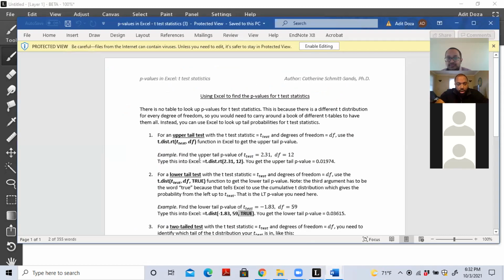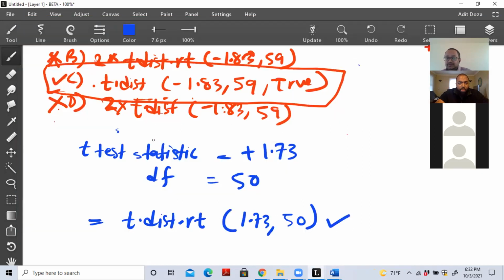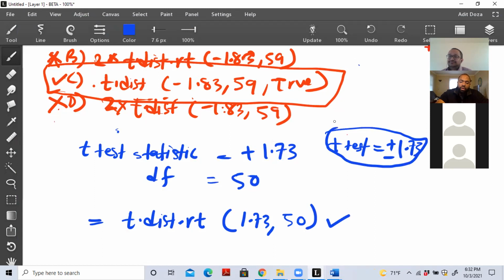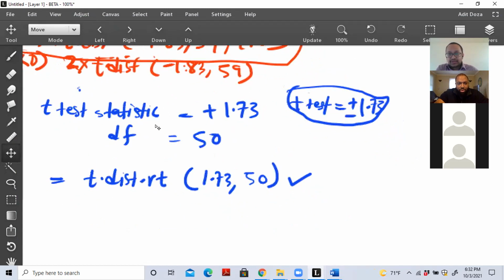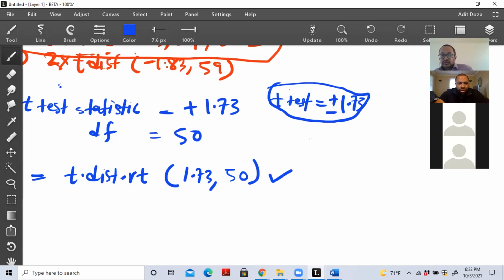And if it's two-tailed, the t-test statistic would be what, negative or positive? It will be both negative and positive, yes. If it is both positive and negative, then it's a two-tailed test, right? Because it's on both sides. So once you find the p-value for the positive and negative, do you double it? Yes, you double it.